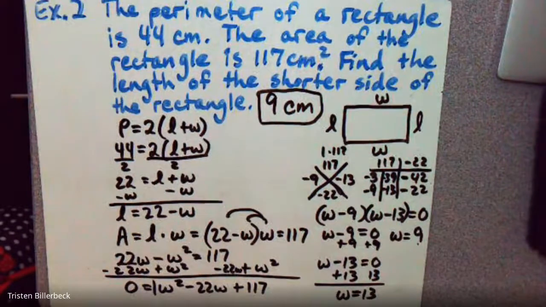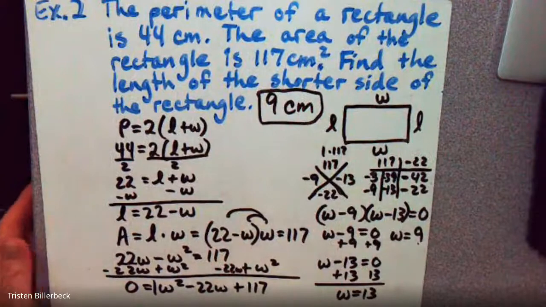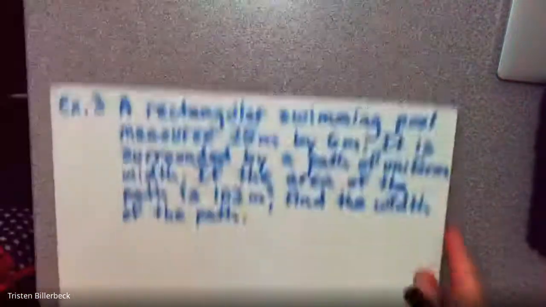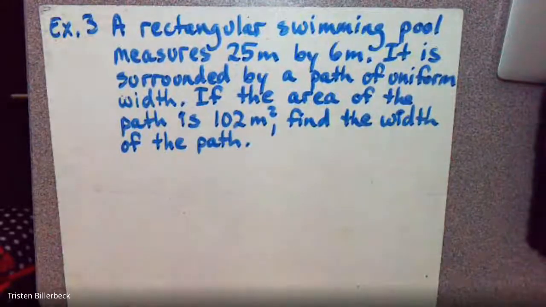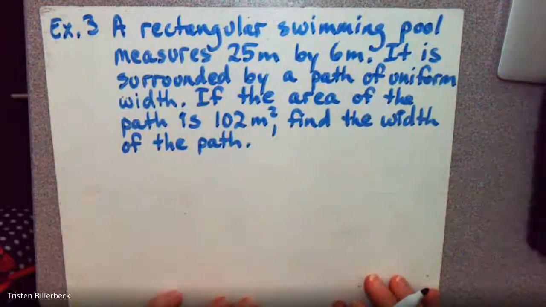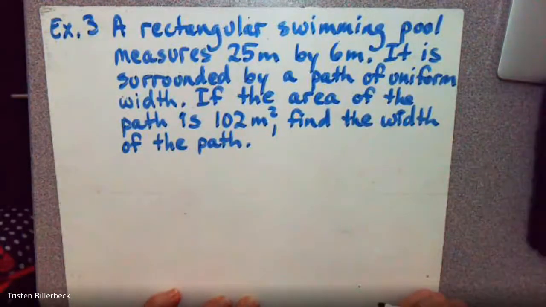All right, let's see what else we have in store for us. Example 3. We have a rectangular swimming pool that measures 25 meters by 6 meters. A meter is about 3 feet, so it's a pretty long pool, about 75 feet. It is surrounded by a path of uniform width. If the area of the path is 102 meters squared, find the width of the path.